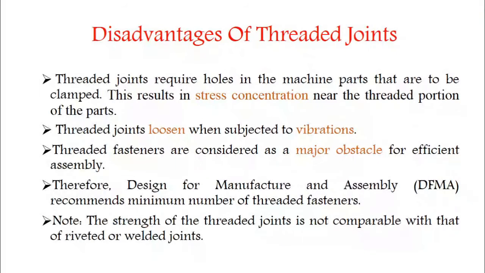Threaded fasteners are considered a major obstacle for efficient assembly. Therefore, design for manufacture and assembly, DFMA, recommends a minimum number of threaded fasteners. Note, the strength of threaded joints is not comparable with that of riveted and welded joints.